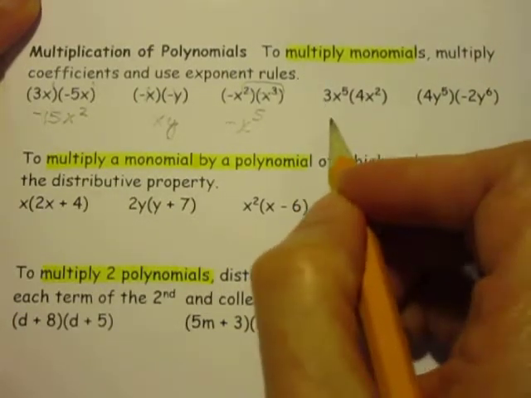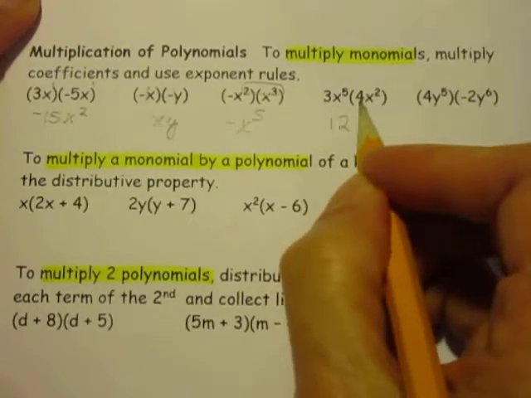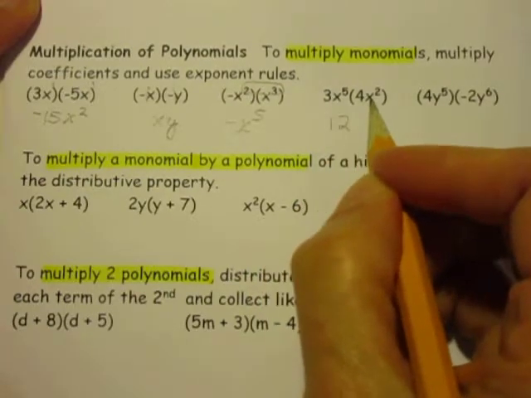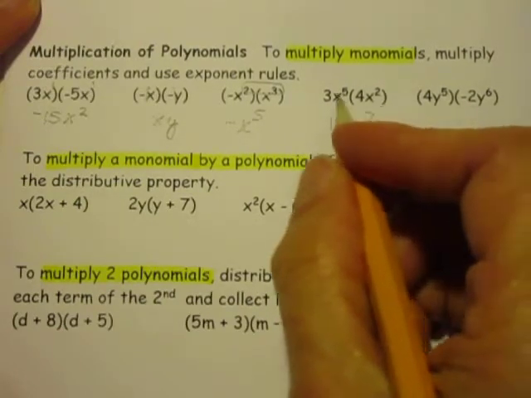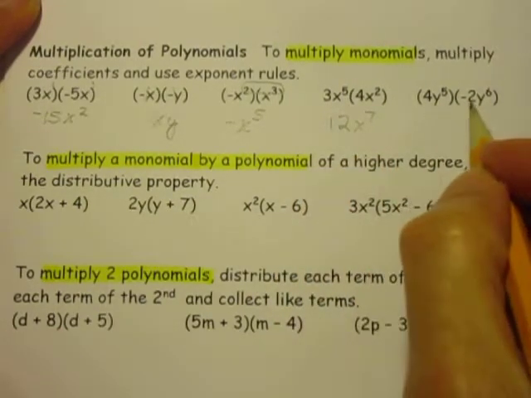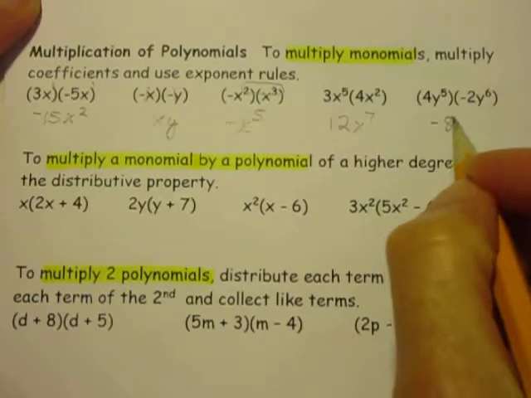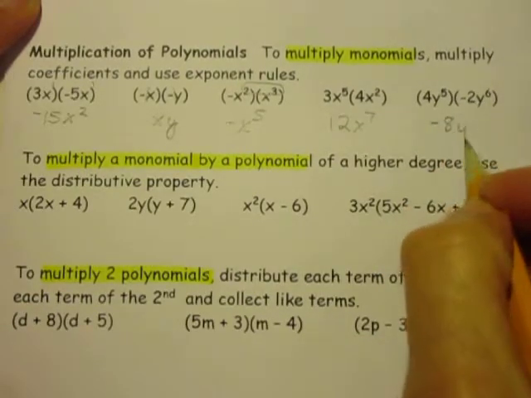3 times 4 is going to give us 12. That's multiplying those coefficients because they're on the baseline. Then we're hopping to our exponent rules. This would come out to be x to the 7th because we're adding those powers. 4 times -2 is going to give us -8. Y to the 5th times y to the 6th would be y to the 11th.